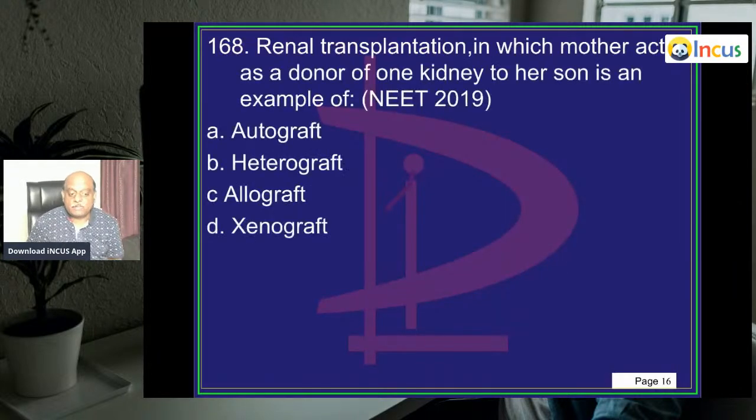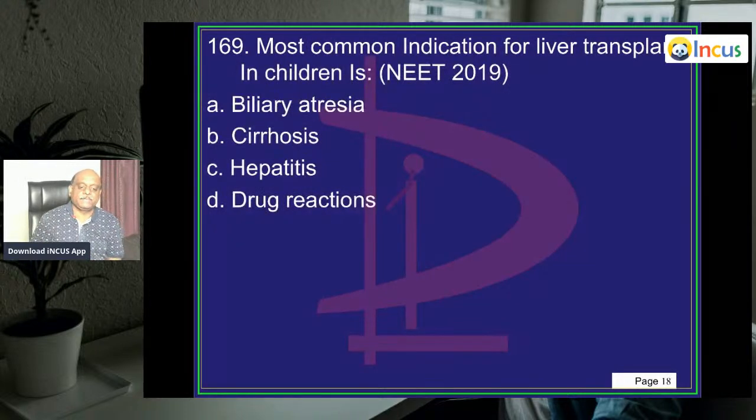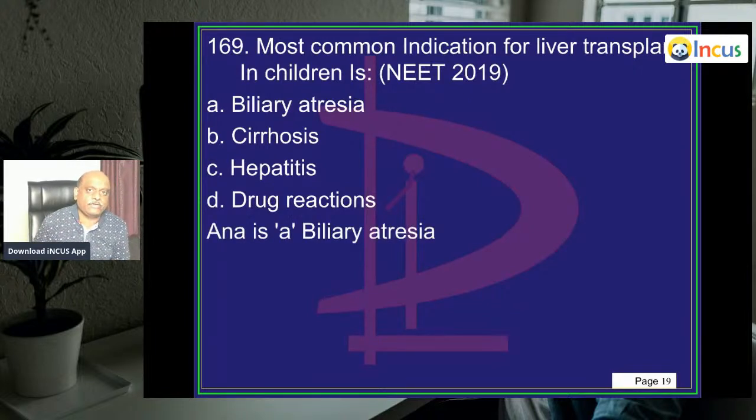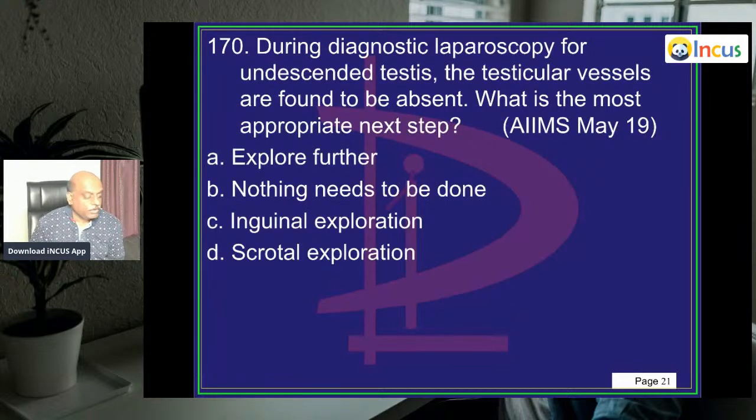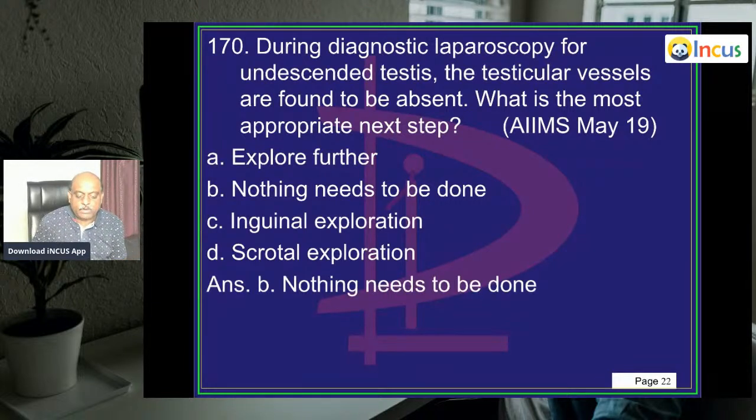Now comes transplantation. Renal transplantation, where Janani, mother, gives kidney to her son, is an example of allograft. What is the most common indication for liver transplant in children? Biliary atresia, congenital biliary atresia. During diagnostic laparoscopy for undescended testes, the testicular vessels are found to be absent. What is the most appropriate next step that you want to do?